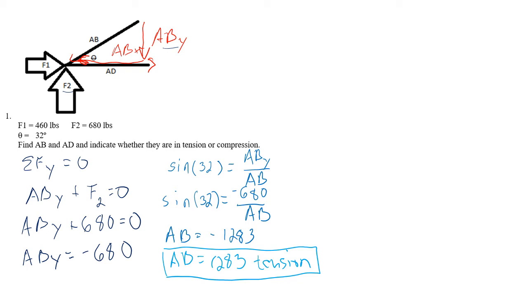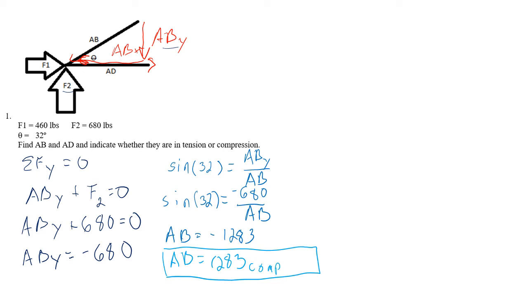Now, if you're putting this into Moodle for the group quiz or the individual quiz, that should be compression, not tension. We assume everything's in tension to begin with, and then if we get a negative and have to switch it, it is in compression. So leave it as comp. All right, so we solved for AB.